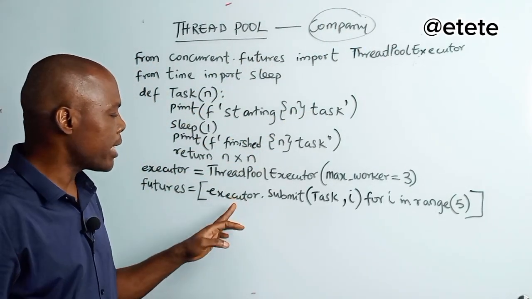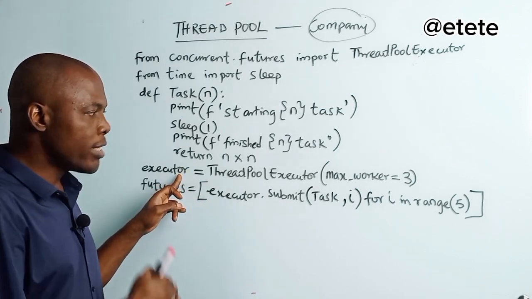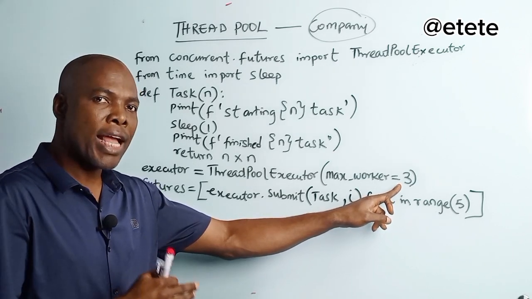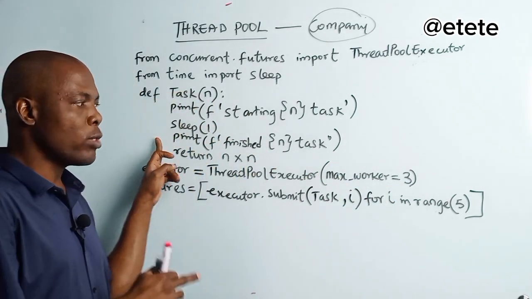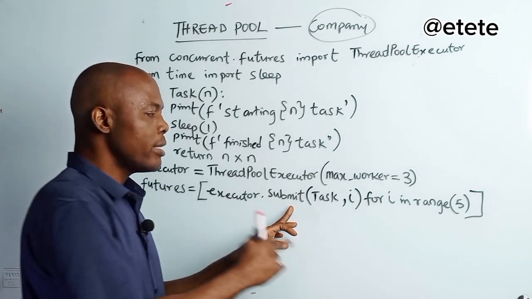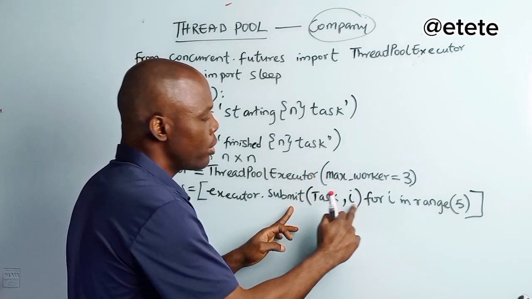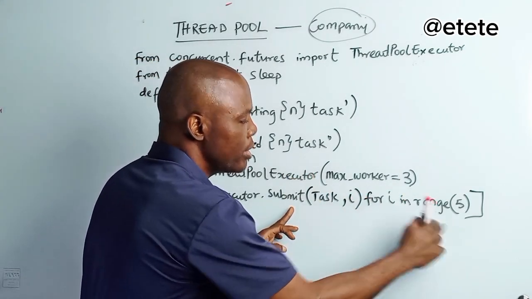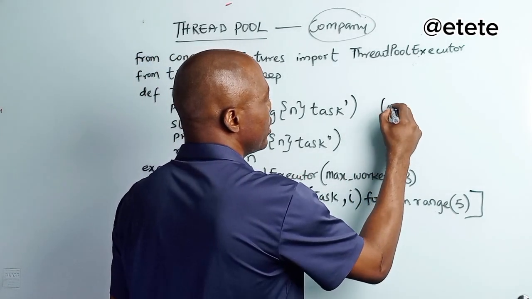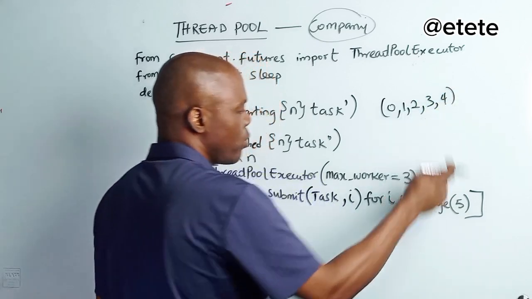What is happening here is that this executor, which we have created, is a company. Now, this company has three employees. Now you want to assign tasks to them. This is the task that you want to assign to these three employees. So you are using this company now to submit this task. You can see this task. You are submitting it. But for I in range, this range is what? Range 5 is what? 0, 1, 2, 3, 4. That is what this is.